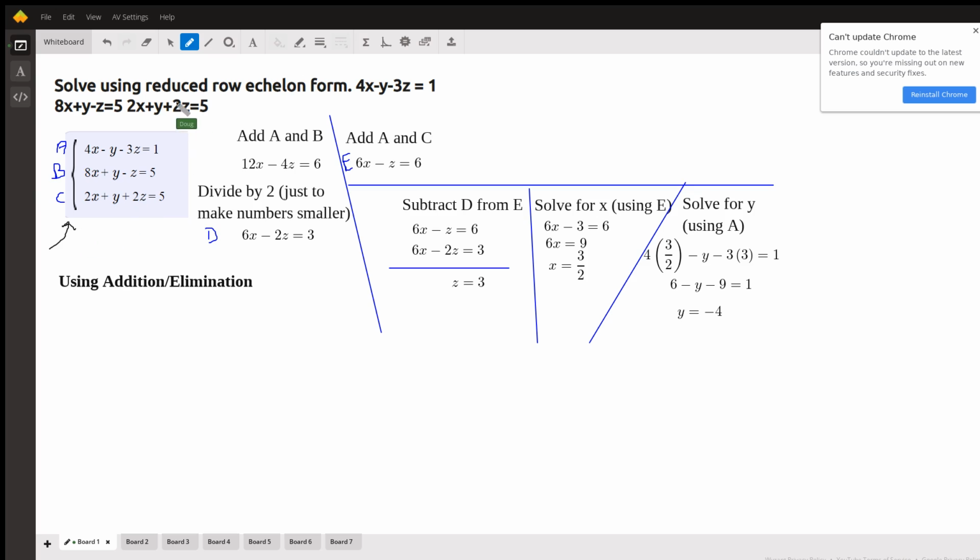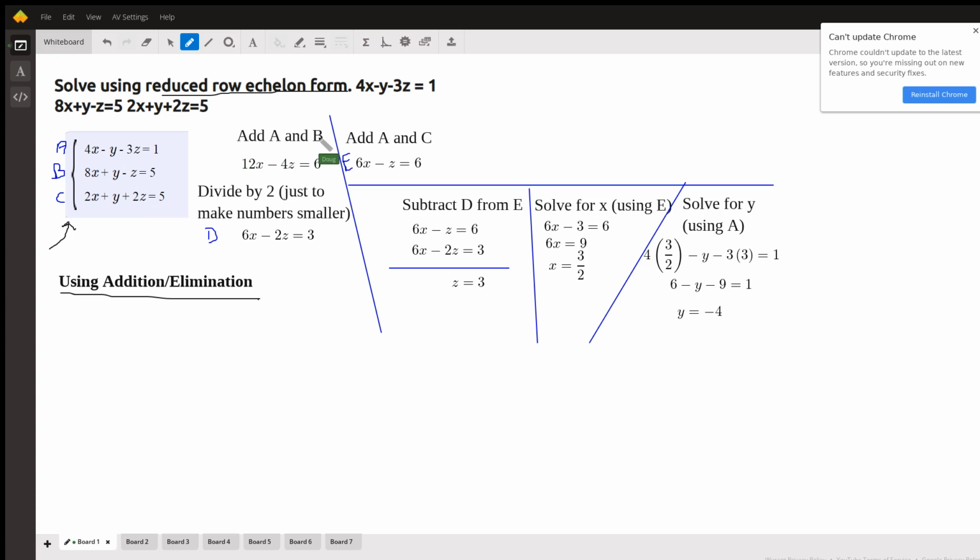You're supposed to use reduced row echelon form. But before we do that, I thought, well, let's just solve it using addition elimination to see where we're headed. Okay, so I labeled the equations A, B, and C, and using addition elimination, our idea is to take two pairs of equations and eliminate the same variable. And I noticed that I have negative y plus y plus y, so it's easy to eliminate the y.